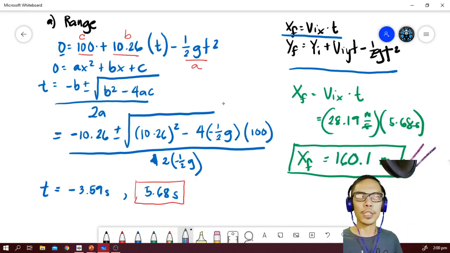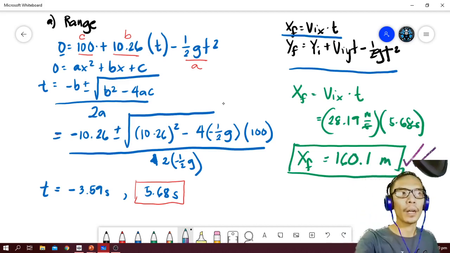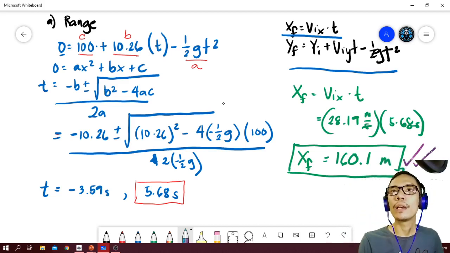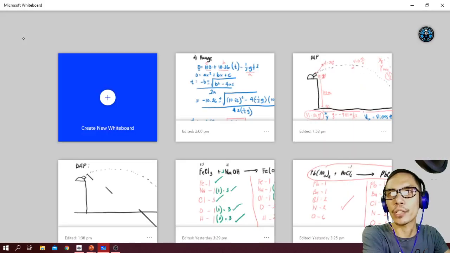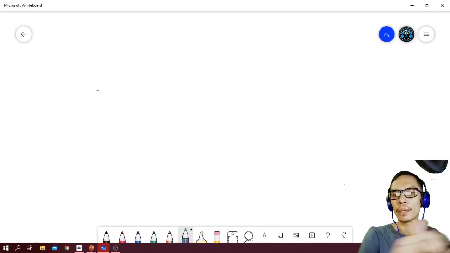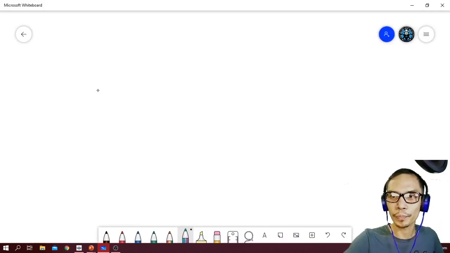Alright, so that is for letter A, for the range. So let's go now to another whiteboard. Let's use another whiteboard for letter B. I will use a green pen here.